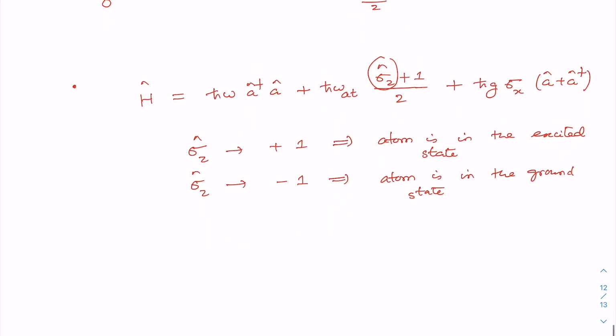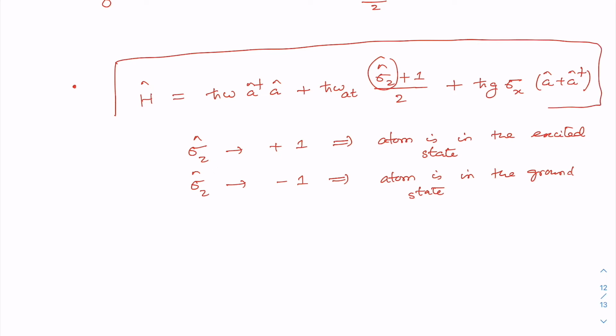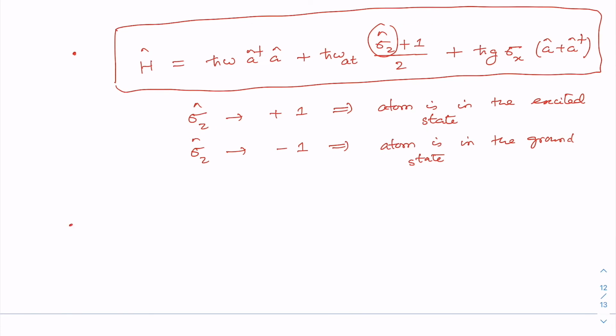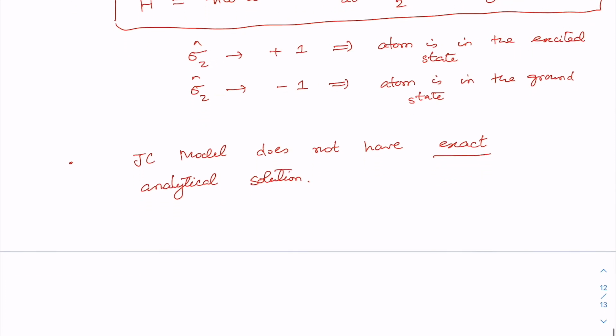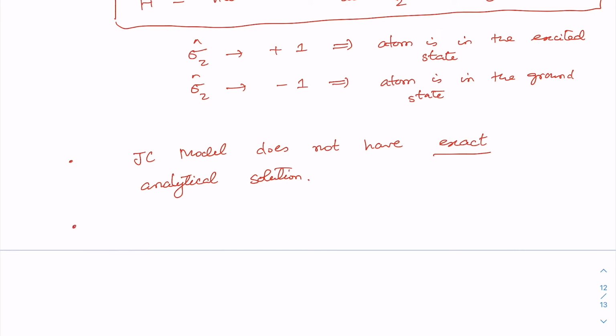Now, surprisingly, this Jaynes Cummings model, the JC model, does not have an exact analytical solution, though it is such a simple model, but we can still solve it approximately.